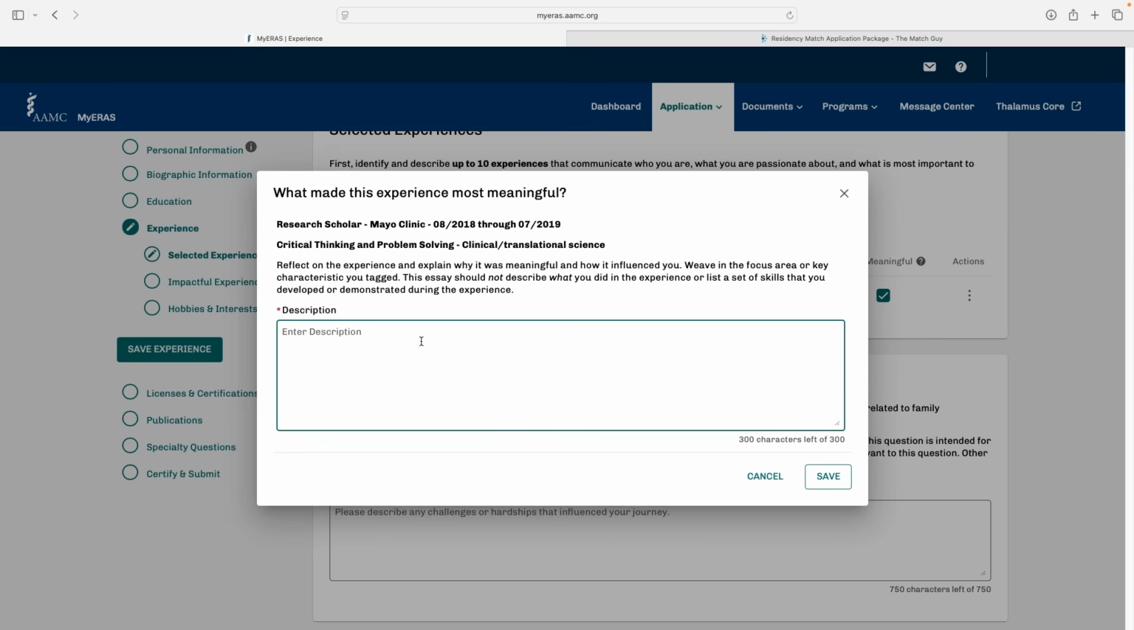One point for the description of the experience, I highly recommend you do them in a bullet point style. I don't think it's wrong to do it as a paragraph, but doing it in a bullet point style, especially if you have multiple things you want to talk about in the description of the experience, makes it easy to read. But for the why it's the most meaningful, you can just put it as a paragraph.